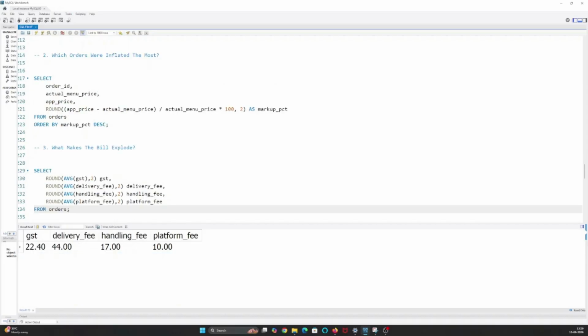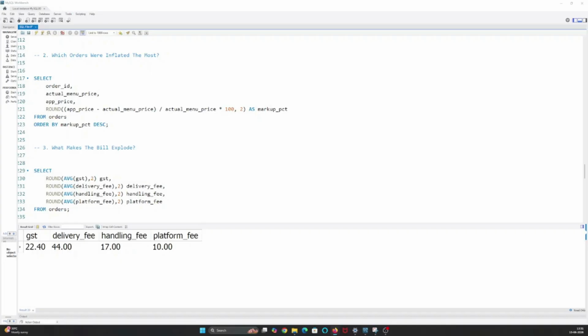We are looking at four charges: GST, delivery fee, handling fee, platform fee, and together these fees tell us exactly how the final bill gets inflated. Now, let's think like a data analyst. Most customers don't complain about a 5 rupees platform fee. They don't complain about a 10 rupees handling fee. They don't complain about a 20 rupees delivery fee because individually each fee appears harmless. But the platform doesn't make money from one fee. It makes money from all of them combined.